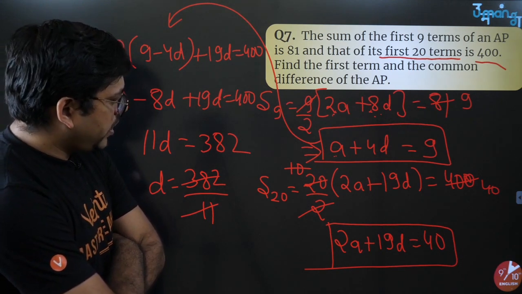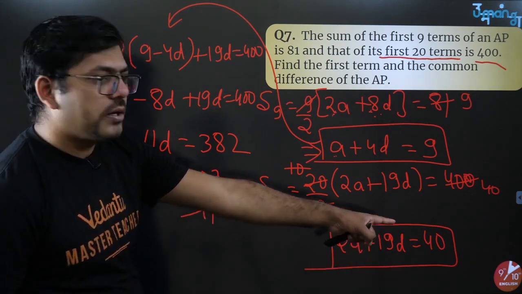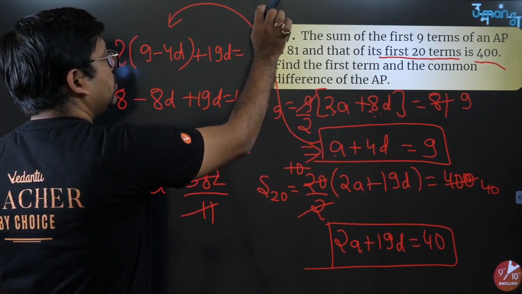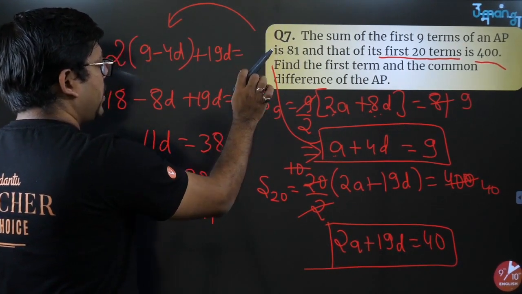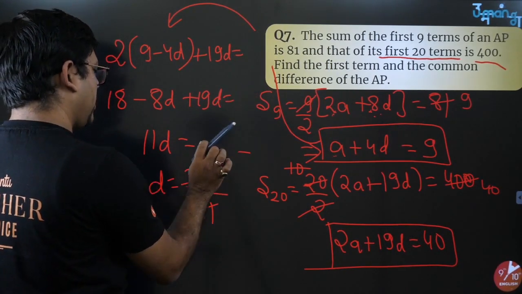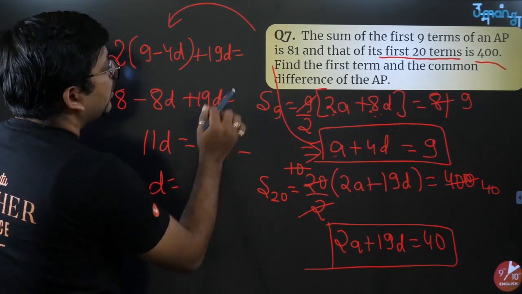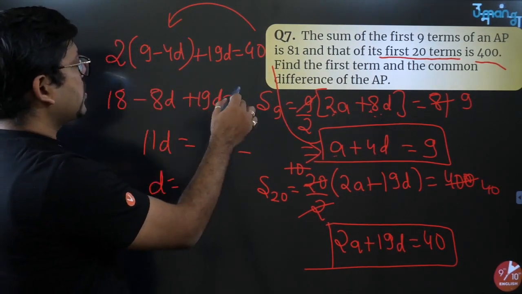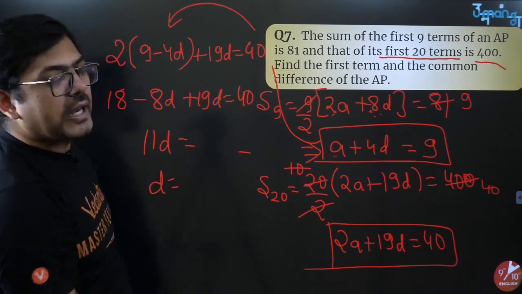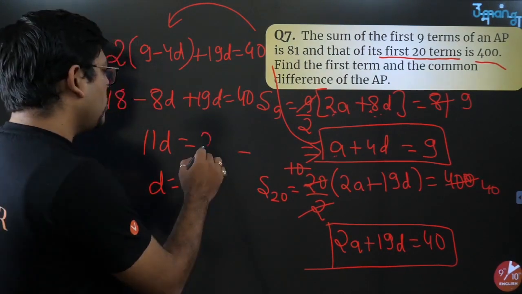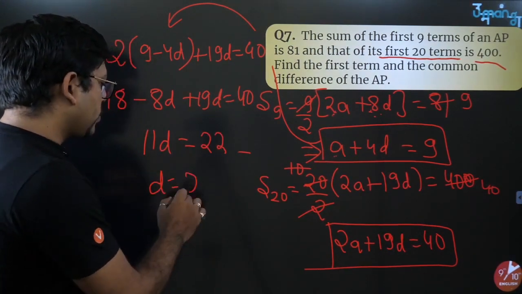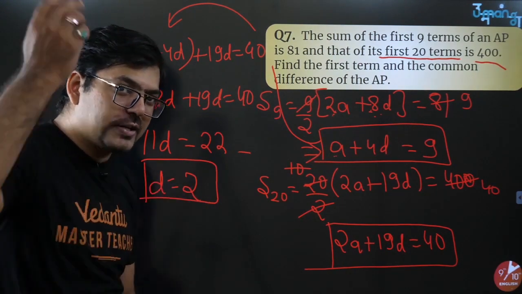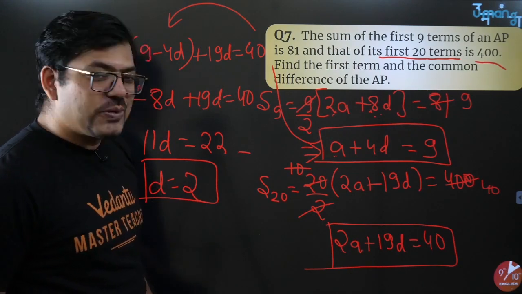Wait a second. It's 40. That mistake I did. It's 40, not 400. That was the problem. This is 40. So 40, and 2 nines are 18. 18 will go to that side. So it will be 22. 11d equals 22. This means d equals 2. Oh, now it's fine. So I was thinking I did some mistake. So d equals 2 I got.